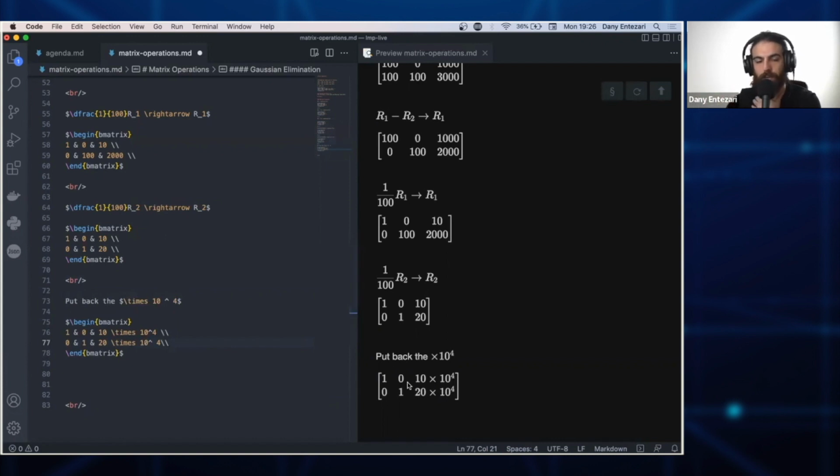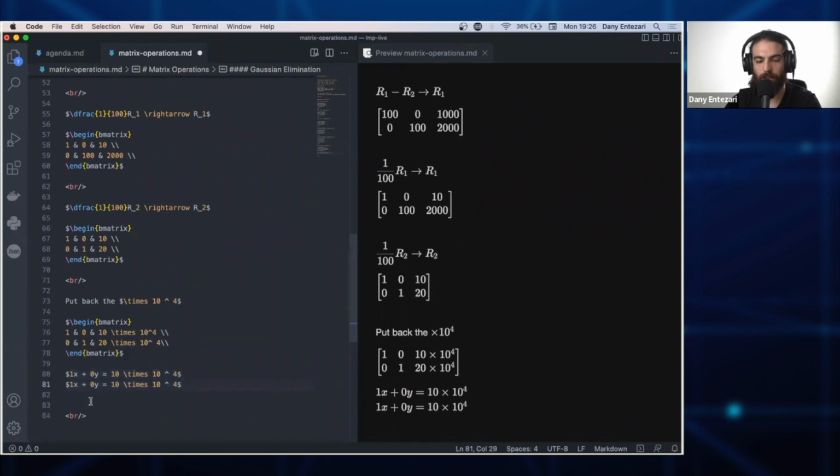If we plug these values back into the inequalities we had, or after we turn the inequalities into equations, we would get 1x plus 0y equals 10 times 10 to the power 4, which is 10 million. And then for the one below, this would become 0x plus 1y equals 20 times 10 to the power 4. And of course, if we get rid of these zeros, I'm only putting the leading one just so you can see where I'm plugging these numbers.